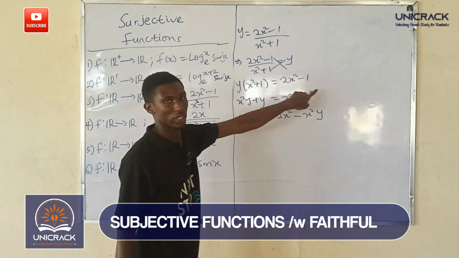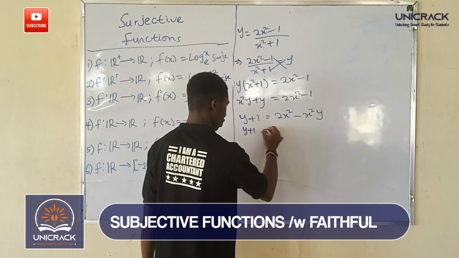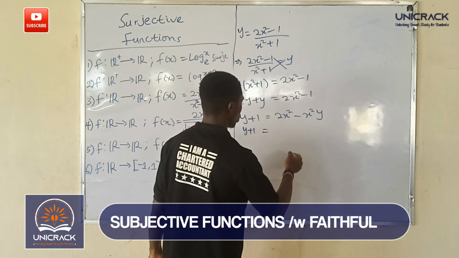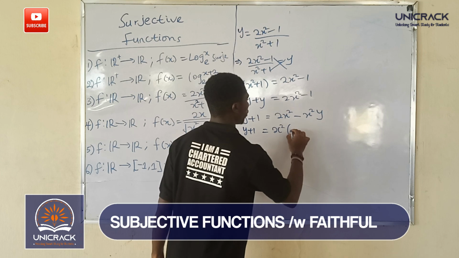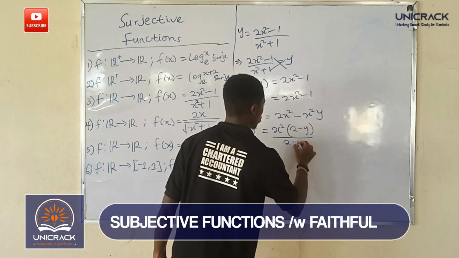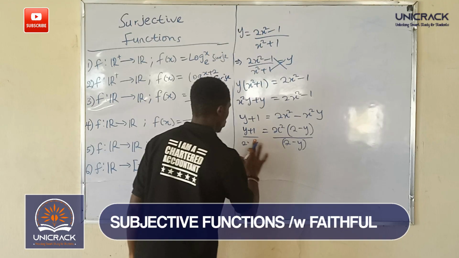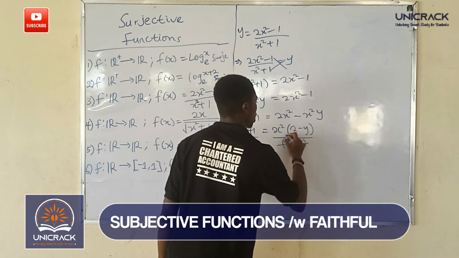If this one goes over here, it becomes minus x squared y. So we have y plus 1 equal to, we have x squared here, so we can factorize it out. So we can have x squared bracket, what will be left here is 2 minus y. So we can divide both sides by what? 2 minus y. Sorry, so we have 2 minus y. This will cancel out this.